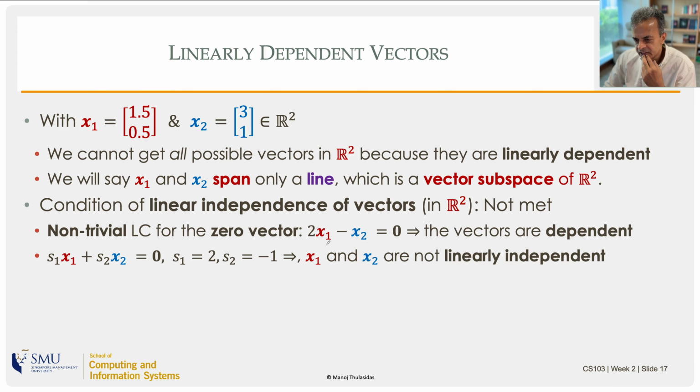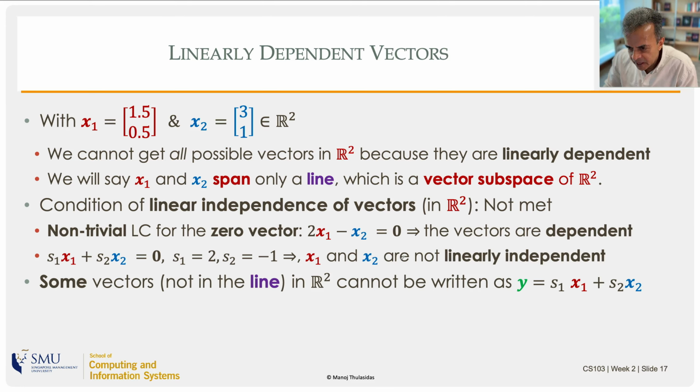Remember, the condition for linear independence was that you should not have a non-trivial linear combination of these two vectors that will give you the zero vector. Now we know that x2 is 2 times x1, so 2 times x1 minus x2 will have to be 0, because 2 times x1 is actually x2. So subtract it, you'll get 0. So that is a linear combination of x1 and x2, and the coefficients are not all 0. The coefficients are not trivial. So a non-trivial linear combination giving you the 0 vector means the vectors are linearly dependent.